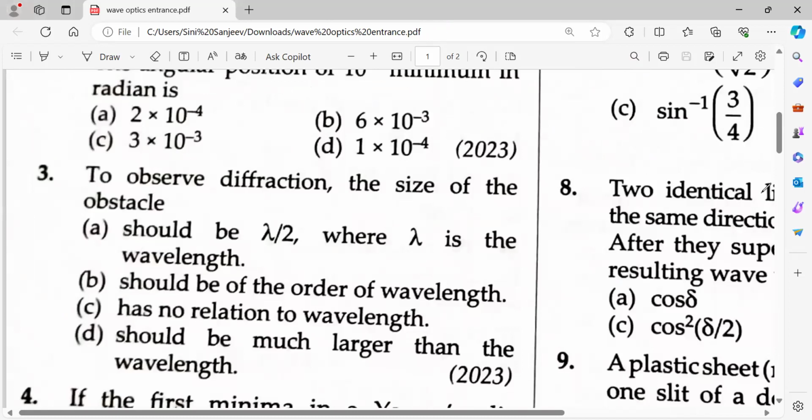For this particular question, just remember my elimination technique. Whenever I get theory, just remember my elimination technique. To observe diffraction, size of the obstacle should be lambda by 2, where lambda is a wavelength. Okay, again, eliminate everything. Should be of the order of the wavelength, has no relation with the wavelength. First of all, what is diffraction? We have to know. How many of you don't know what is diffraction? Please let me know in the chat.